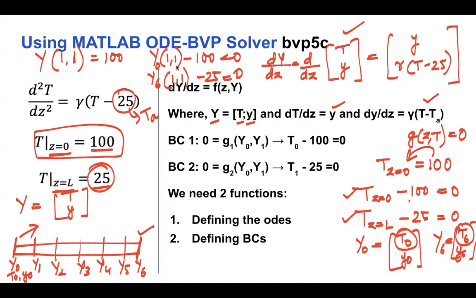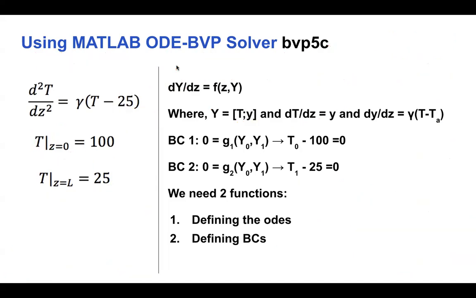Okay. So for BVP5C, what you need is, first, you need to have the variables in this y vector. You need to have the ordinary differential equations like this, and then you need to have a function for accommodating the boundary conditions. So these are the things we need: define the ODE, and define the BCs. Now let us discuss by looking at the code.